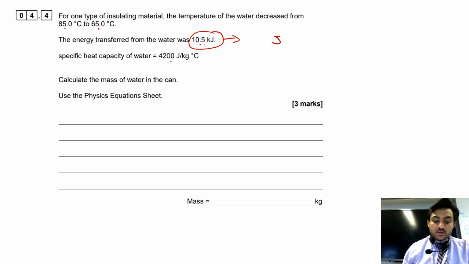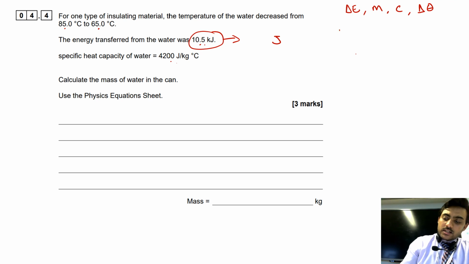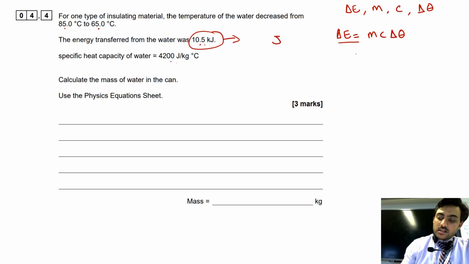Calculate the mass of the water in the can and use the physics equation sheet. When we use the physics equation sheet, there's only one thing that links the change in energy, the mass, the specific heat capacity, and the change in temperature. All right, that equation is E equals mc delta theta. So we need to use this equation here.